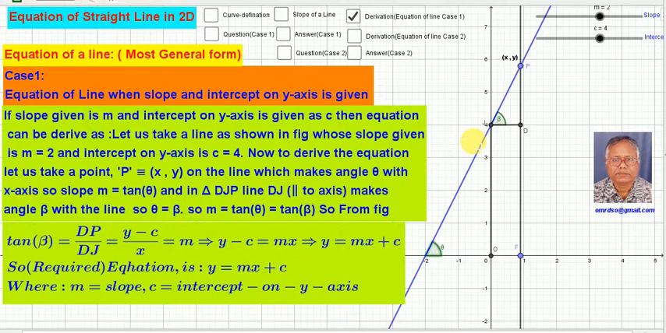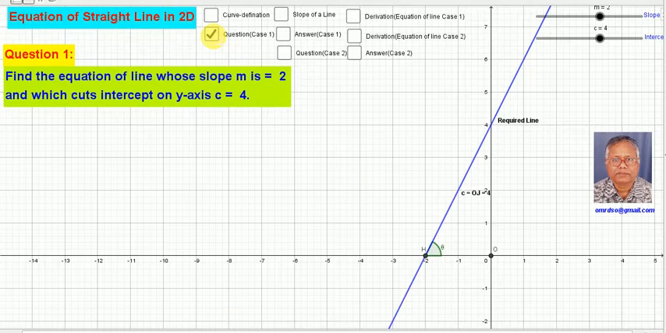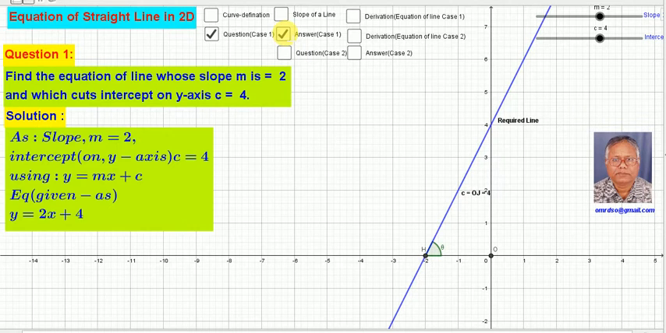Now let us discuss a question based on this. Question of case 1. Here it is. What I have taken? Find equation of line whose slope is 2 and which cuts the intercept on y-axis, c is equal to 4. आंसर कैसे निकलेगा भाई? देखिए इधर solution बहुत clear है. M is equal to 2 and intercept is 4, and we are using the formula y is equal to mx plus c. Put the value of m is equal to 2 and c is equal to 4. You will get the equation of line.